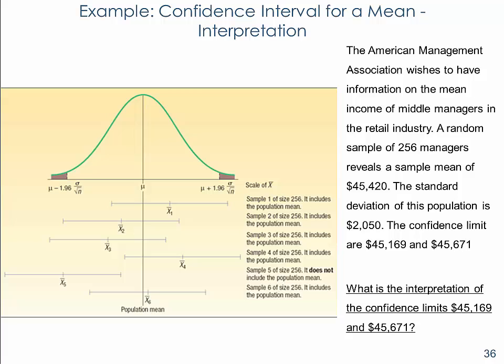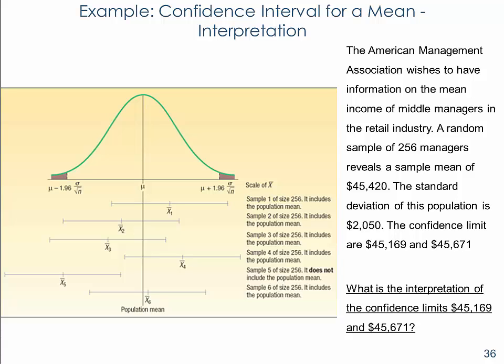Keep in mind that's just a way to theorize or understand the concept of confidence intervals. If we could select every possible sample combination of 256 managers, then we would have the population and we wouldn't have to create a confidence interval. We could take the population value and actually calculate the population mean. So what is the interpretation of the confidence limits 45,169 and 45,671? Well, we stated it before, but again, with 95% confidence we estimate that the population mean is between 45,169 and 45,671.